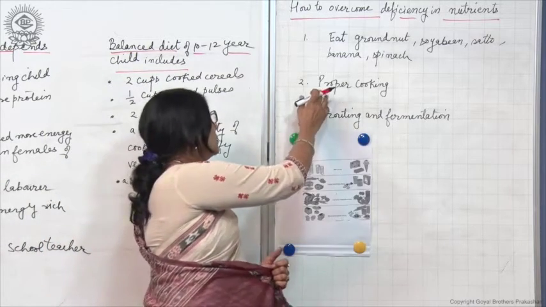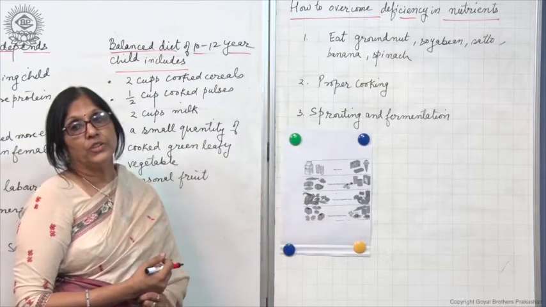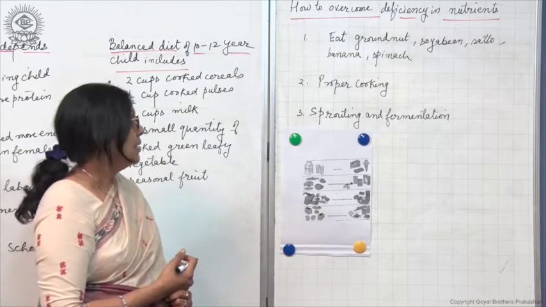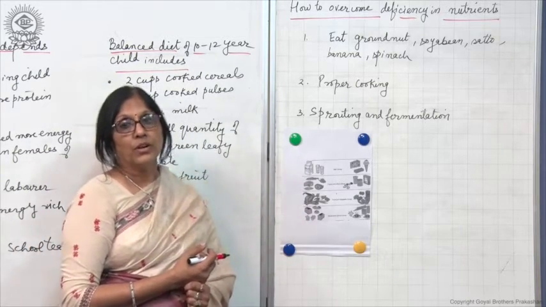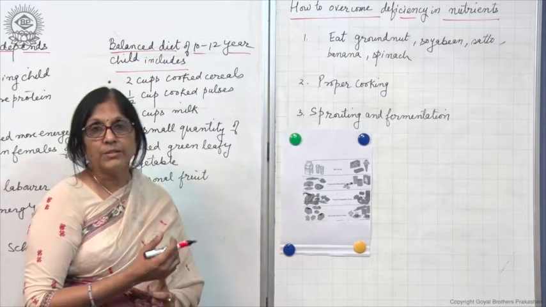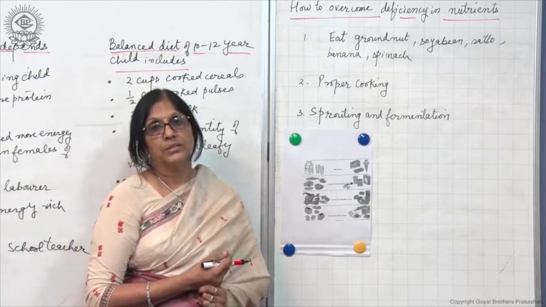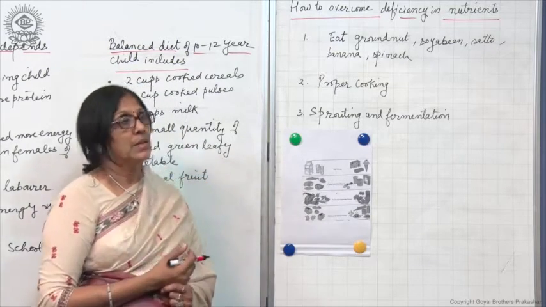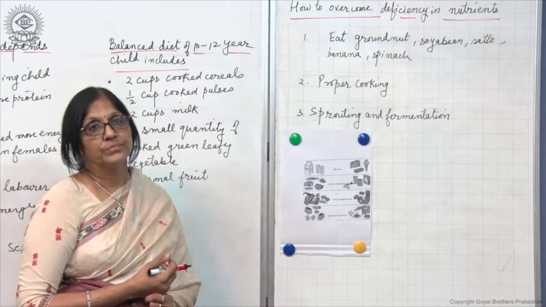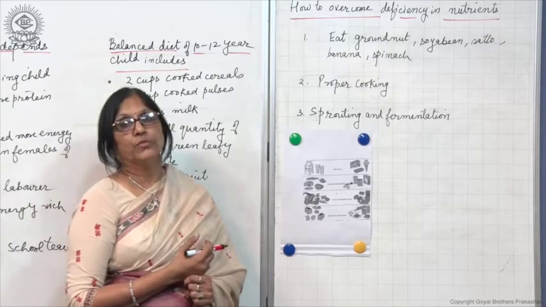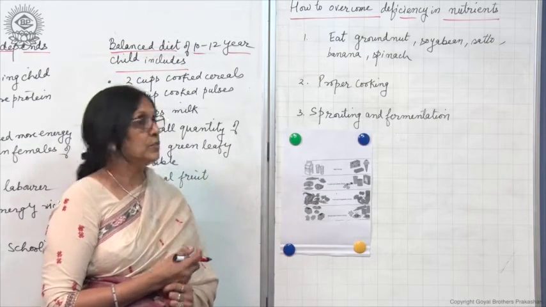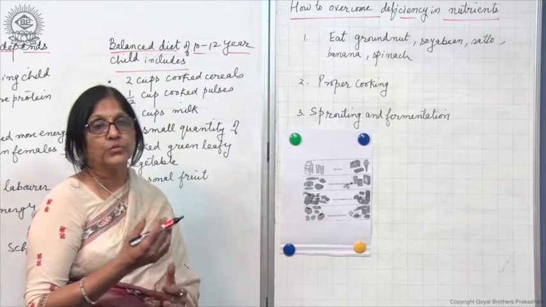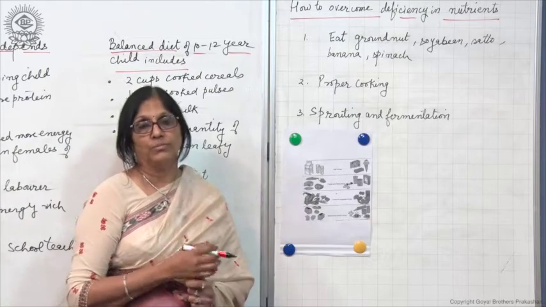Another factor by which deficiency in nutrients can be overcome is cooking the food in a proper manner. Because sometimes if cooking is not done in the right manner, the nutrients get destroyed. If the food is fried or cooked for a long time, then many nutrients get destroyed. Vitamin C gets destroyed when the food is cooked and heated. So, that is why the fruits which contain vitamin C should be taken in the raw form and should not be cooked.